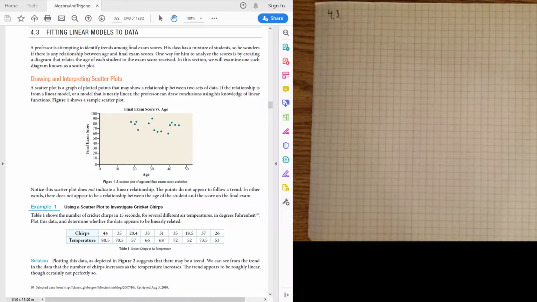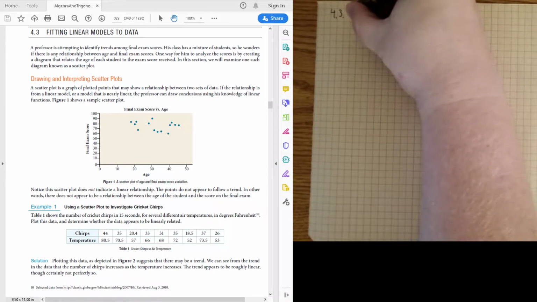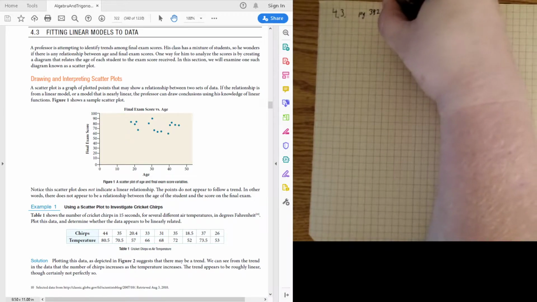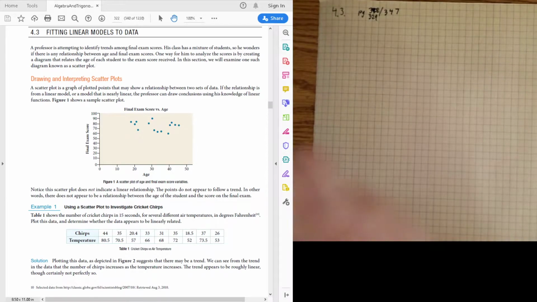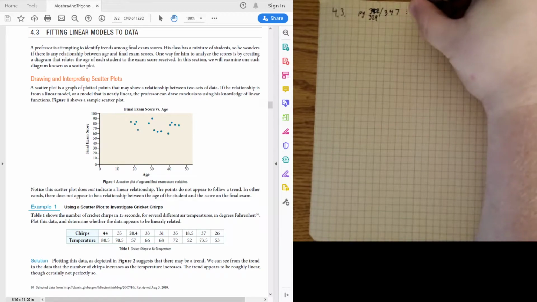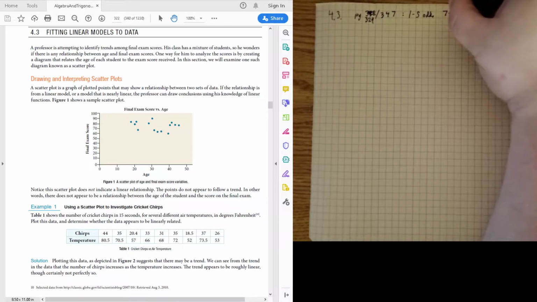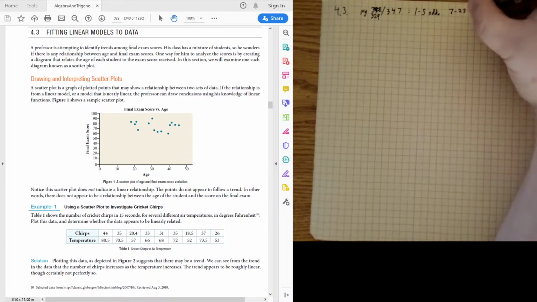So let's go ahead and get your homework up here. 4.3 is the section. It is on page 329 slash 347. It is numbers 1 through 5, odds, as well as numbers 7 through 23, odds.